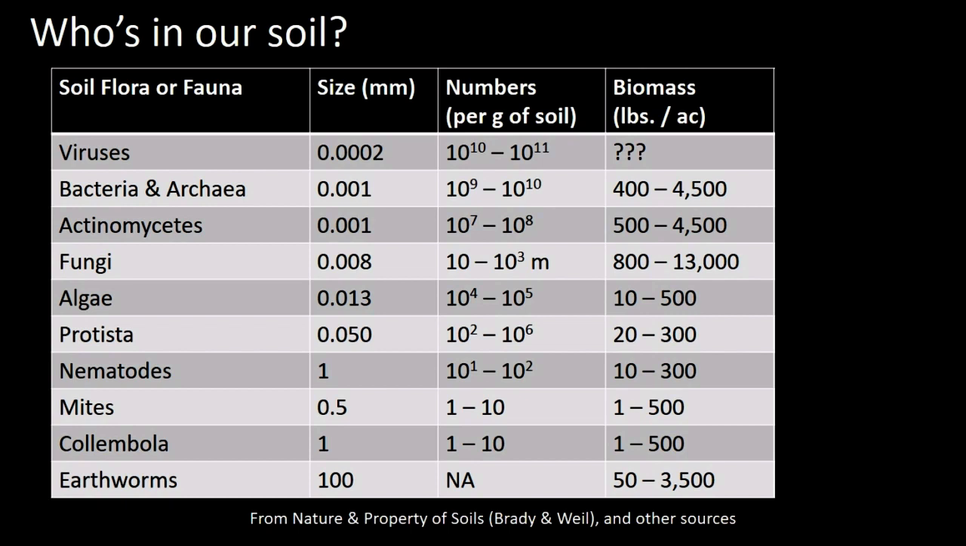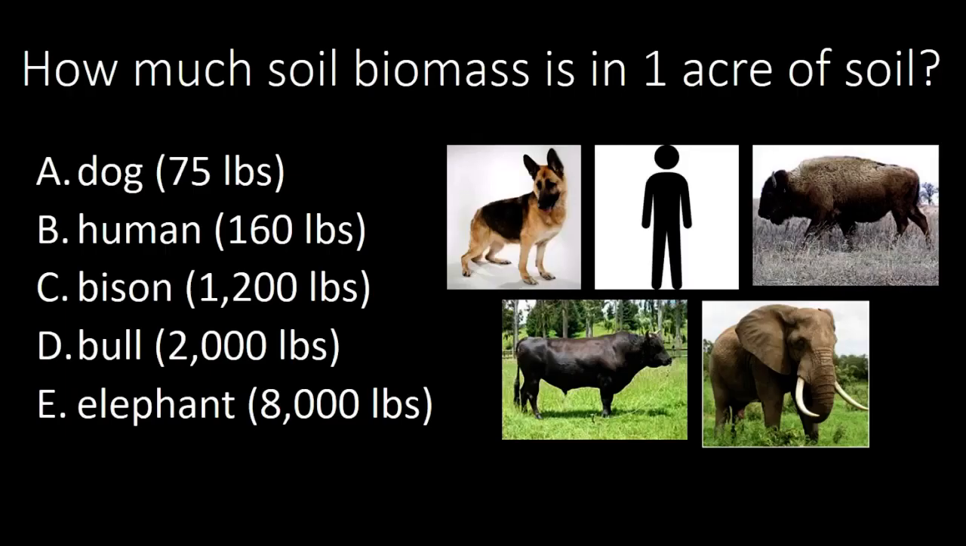These are ranges, right? So these are very high organic matter soils to low organic matter soils. We don't have a good estimate on viruses. They're very difficult to quantify. But then we've got ranges, so 400 to 4,500 pounds just of bacteria and archaea, let alone adding up all these other things. And fungi can be up to 13,000 pounds by itself.